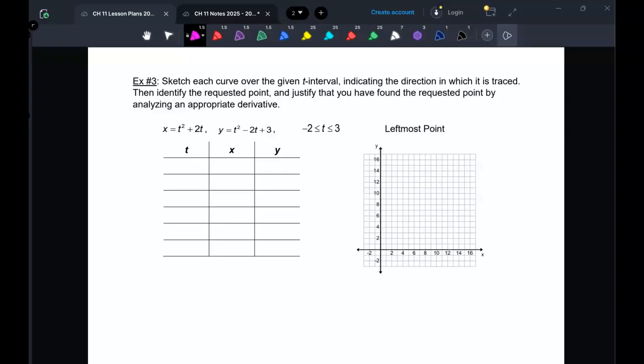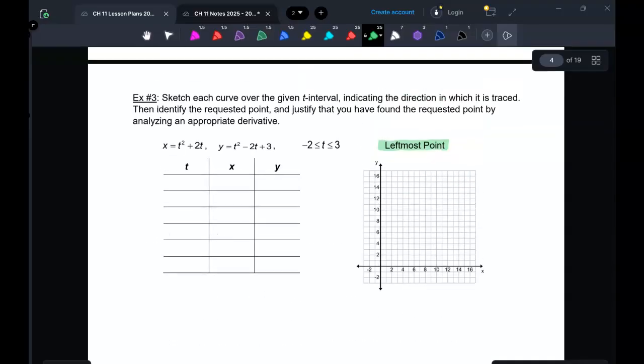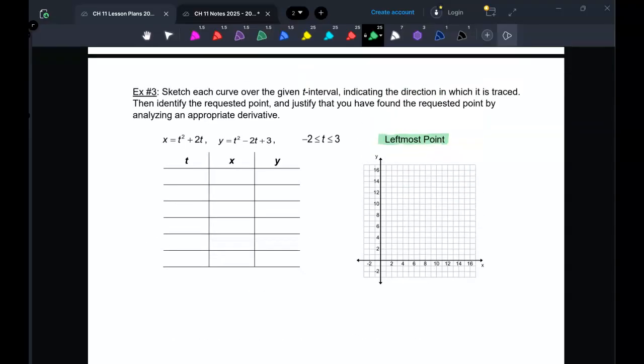We're going to sketch the curve over the given t interval, indicating the direction in which it's traced. Identify the requested point, meaning leftmost point. It could be rightmost point. It could be topmost point. Justify that you found the requested value by analyzing the appropriate derivative. Okay, well, we'll start off with the same idea. We want t from -2 to 3.